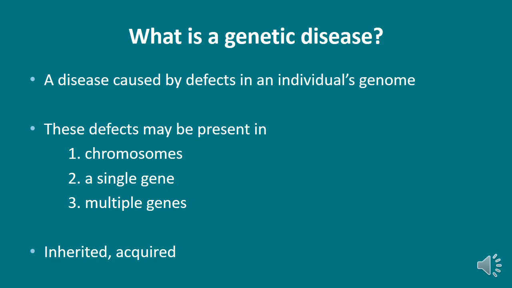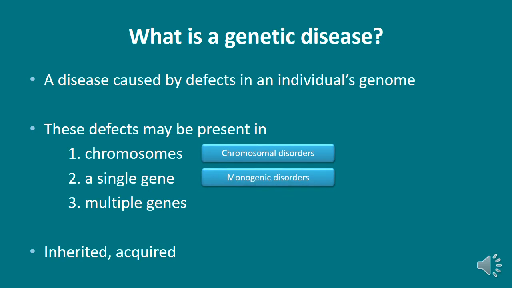So these genetic diseases can result from defects in chromosomes. These are the chromosomal disorders, or defects in a single gene. These are monogenic disorders, or else defects in multiple genes. These are polygenic disorders. So among these three types of genetic disorders, polygenic disorders are the most common type. All the common diseases such as diabetes mellitus and cardiovascular diseases are polygenic disorders.